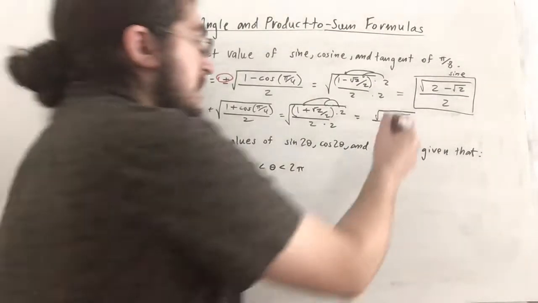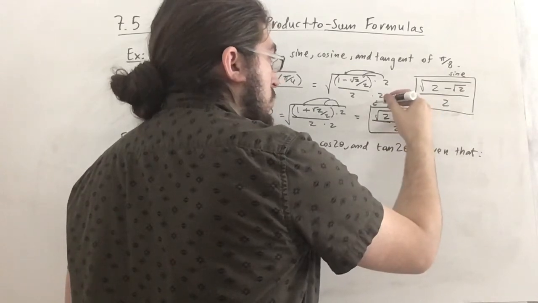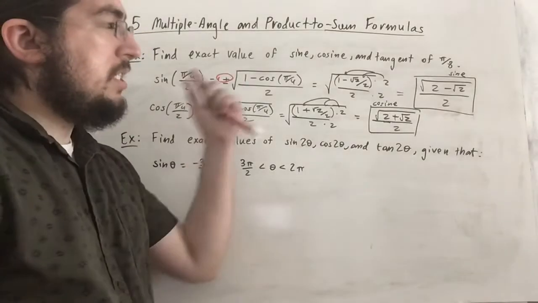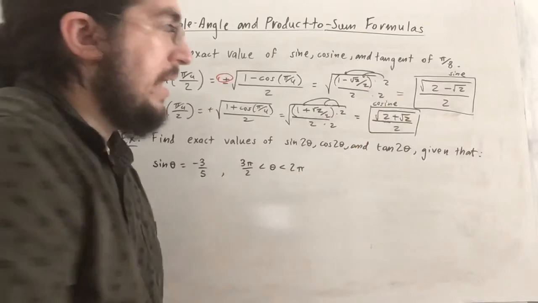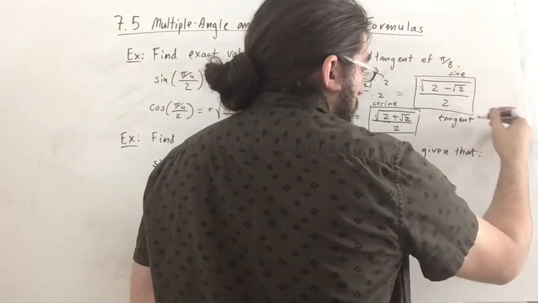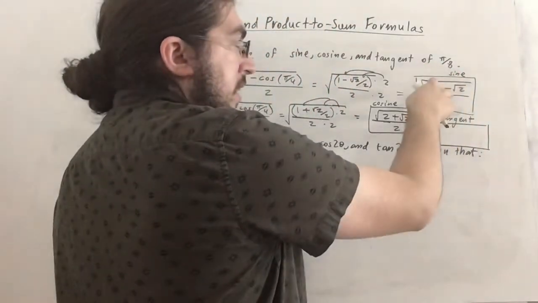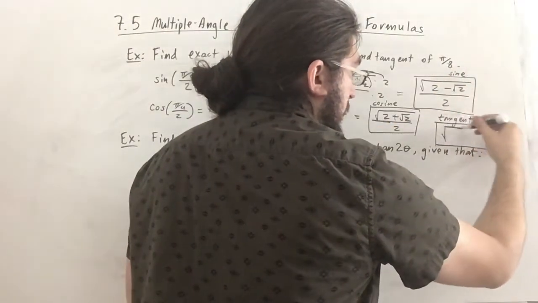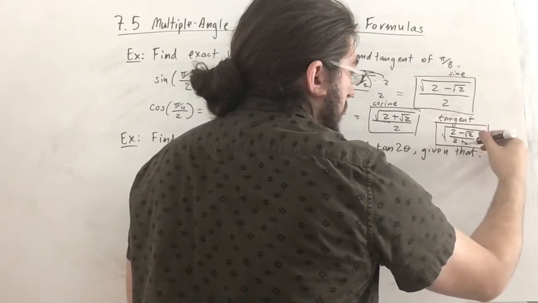And now what is tangent? So this is cosine. Now, since tangent is sine over cosine, all we need to do is multiply this by the reciprocal of that. So for tangent, what we really end up getting is the following. This times the reciprocal of this, the 2's cancel, so we end up getting the square root of 2 minus radical 2 over 2 plus radical 2.